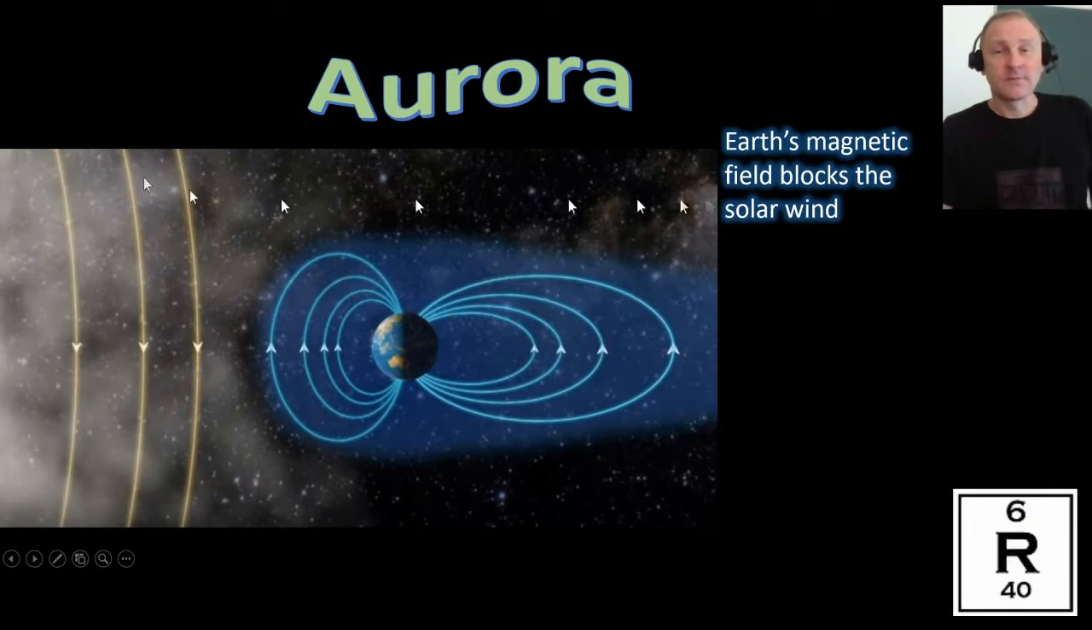Okay, so Earth's magnetic field blocks solar wind. So these yellow lines are going to represent solar wind, and these blue lines represent Earth's magnetic field.